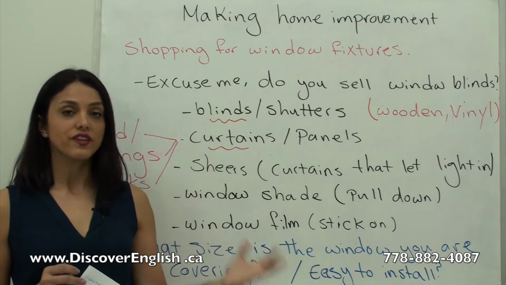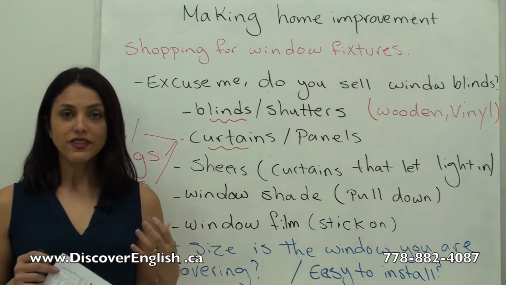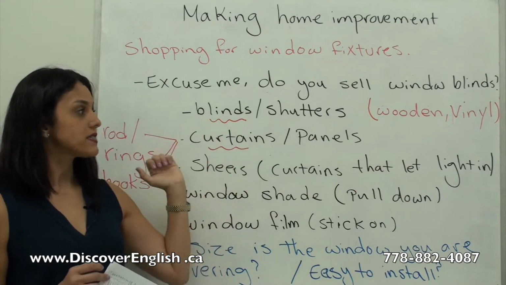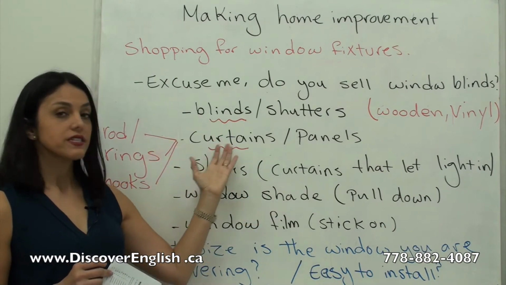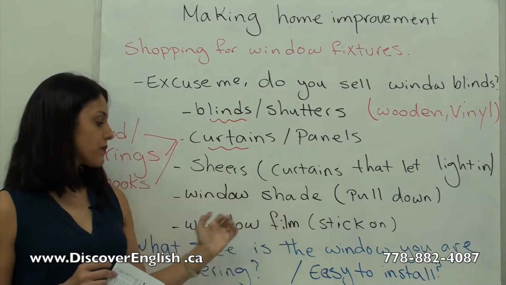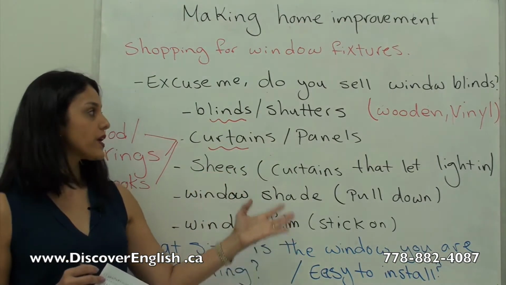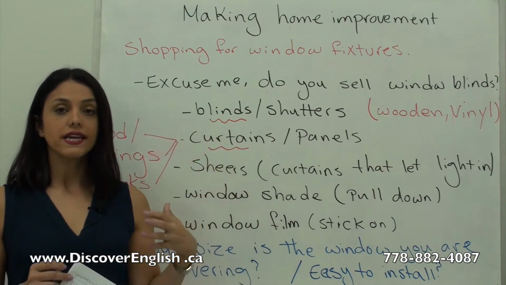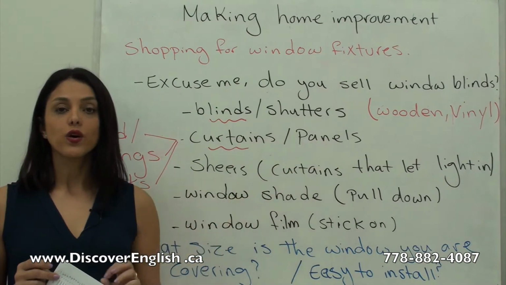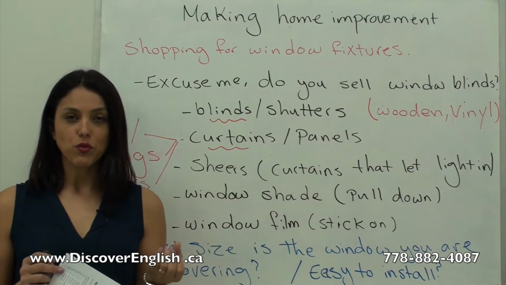What are window fixtures? We have different kinds of window fixtures, for example blinds, shutters, curtains, panels, shears, window shade, window film. Blinds come in different kinds, like wooden or vinyl. Vinyl is just more plastic.